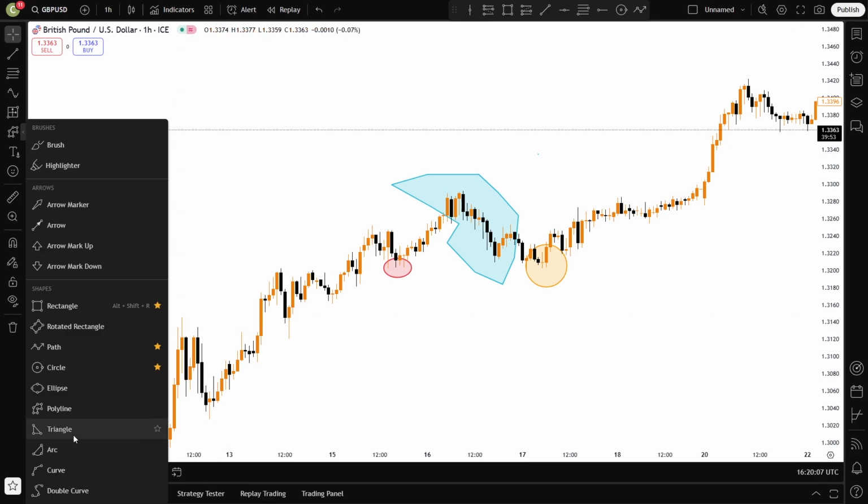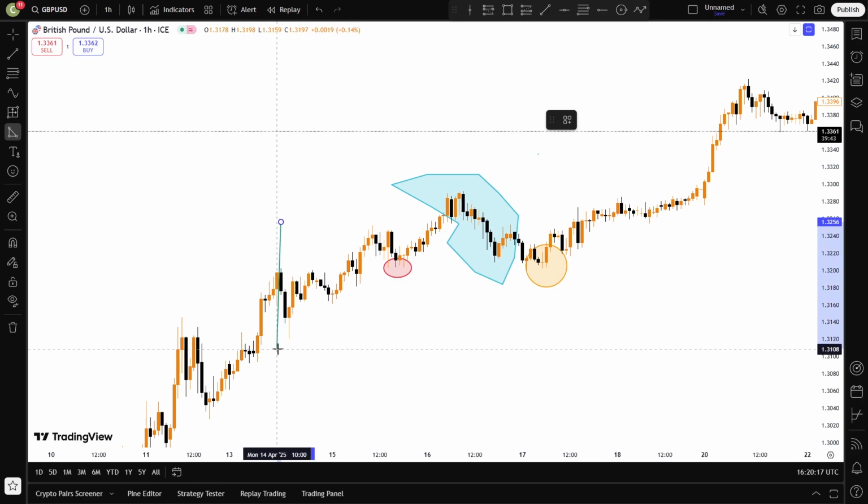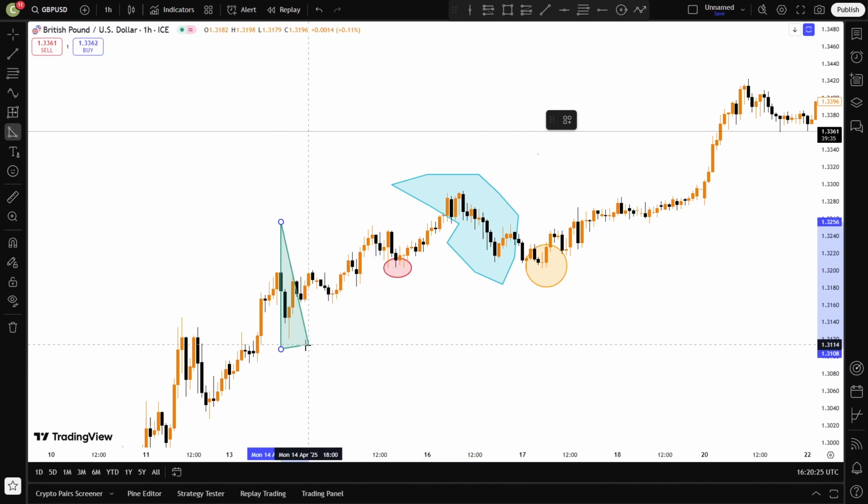Now the next tool is the triangle. So the triangle is basically used to draw a triangle, and how you draw that is you first select your main point and starting point, move to your next point and click again, and then move to your desired location to draw the triangle.